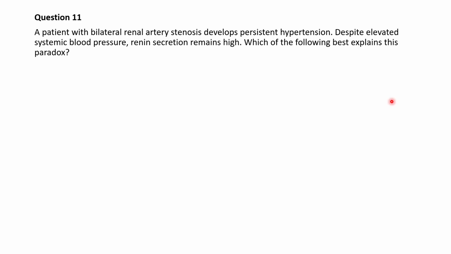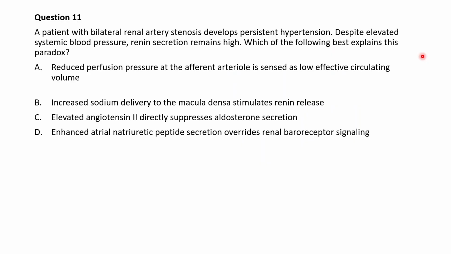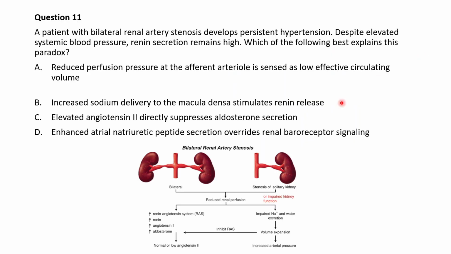The example is a patient who has bilateral renal artery stenosis, and I'll explain what that is, who develops persistent hypertension, meaning constant high blood pressure. Despite elevated systemic blood pressure, meaning in their whole body they constantly have high blood pressure, their renin secretion remains really high. Which of the following best explains this paradox? Think back to the RAS system and let me know what you think. This is what bilateral renal artery stenosis is, by the way.